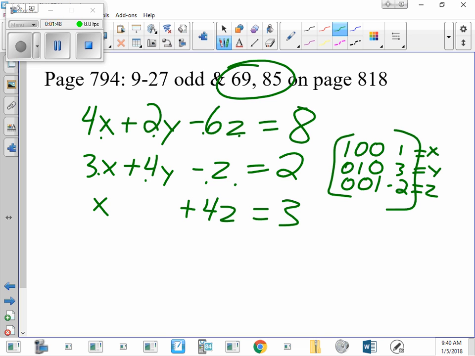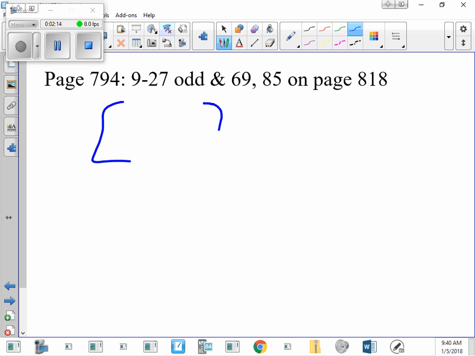Now, the tricky thing is, how do you know if you have infinite solutions? If the bottom row is all zeros. So if your matrix has that pattern, you know that there is one answer. It's the point 1, 3, negative 2. But if you have a matrix and you have something here and 0, 0, 0, 0, that tells you that you have infinite solutions.